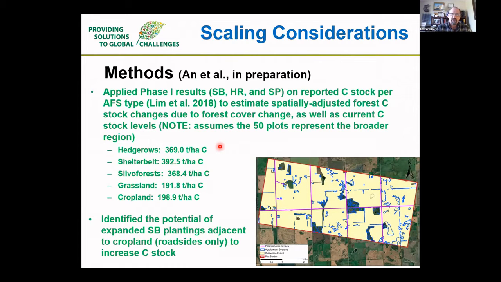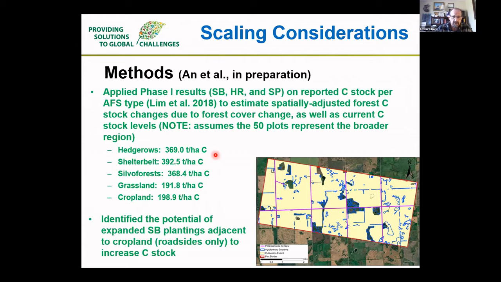And then we took some of the phase 1 results, which, if you recall, documented the shelter belt, hedgerow, and silvopastoral carbon stock, and specifically results that were reported by Liminal in 2018, and applied this spatial data or the formulas that we got out of the detailed field studies to the spatial data in order to look at how much carbon is out there, assuming, of course, that those 50 plots are representative of the broader agroecological system across that central region of Alberta.